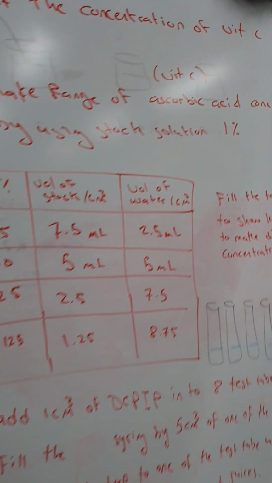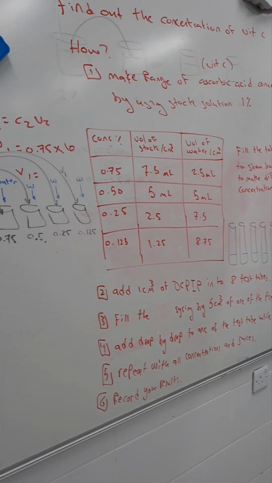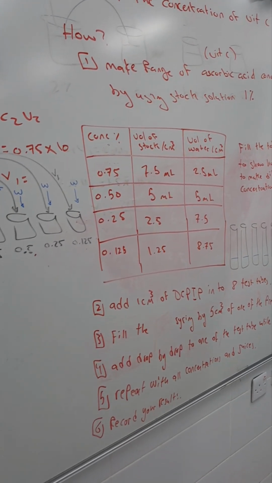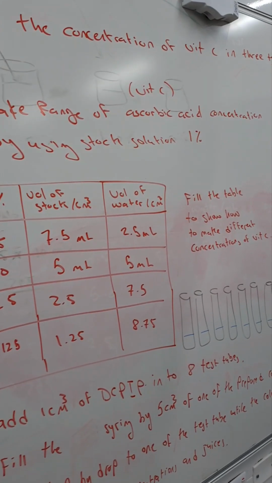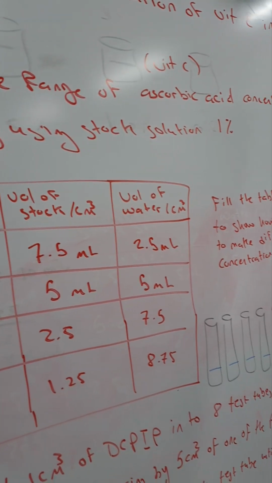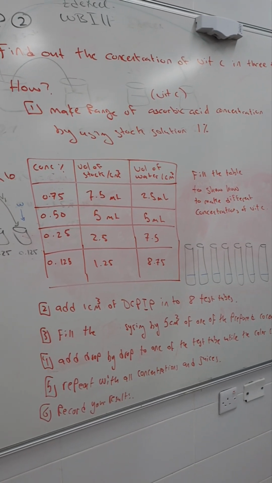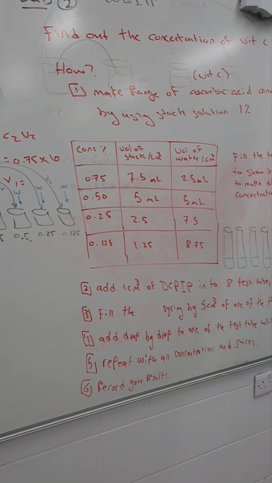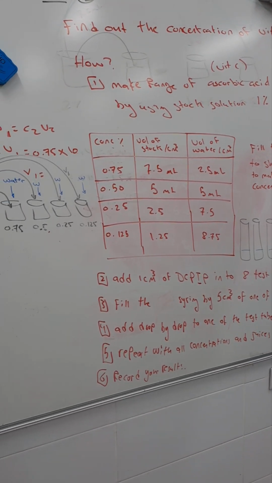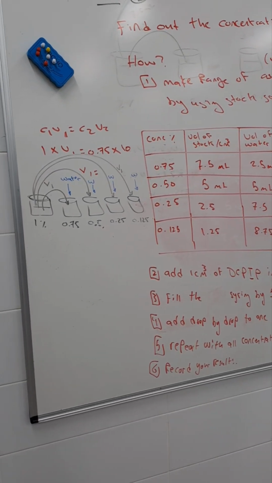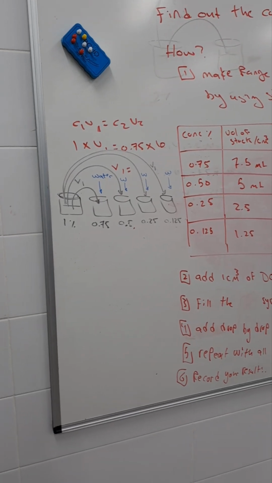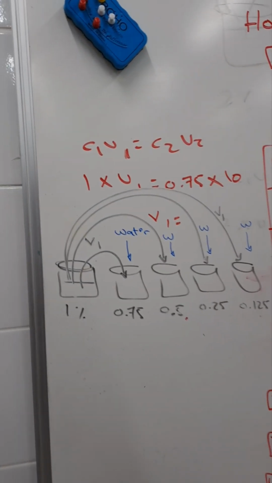Now in this lab you are provided with a stock solution of 1% ascorbic acid, and you need to make different concentrations by using simple dilution. As you can see on the board, making a simple dilution follows the formula C1V1 equals C2V2.